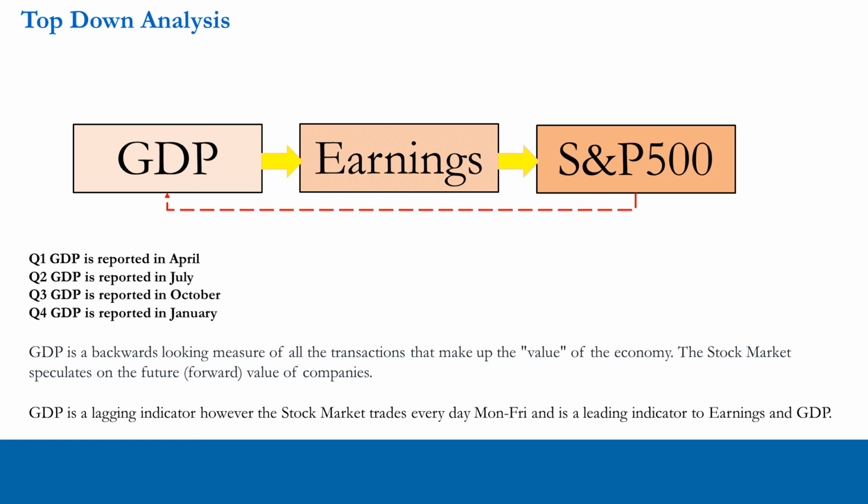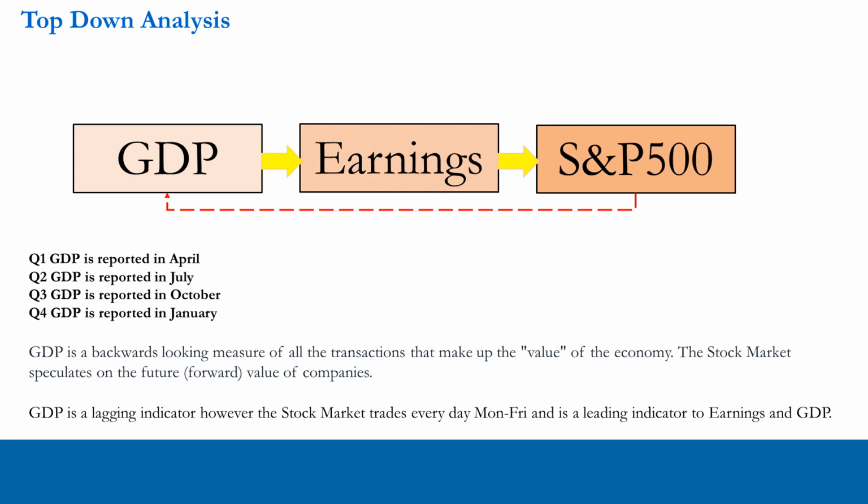Okay, let's have a look at that relationship, but let's first understand GDP and how it's reported. GDP is reported quarterly, okay? And we have 4 quarters: Q1, Q2, Q3, and Q4. But GDP is reported after those quarters are completed.